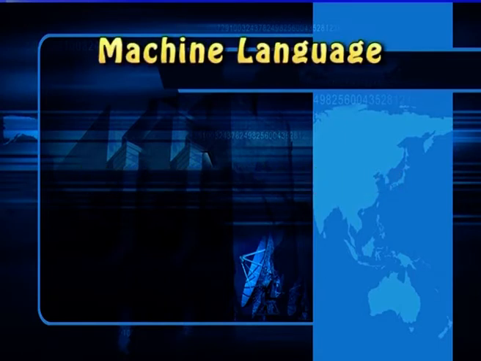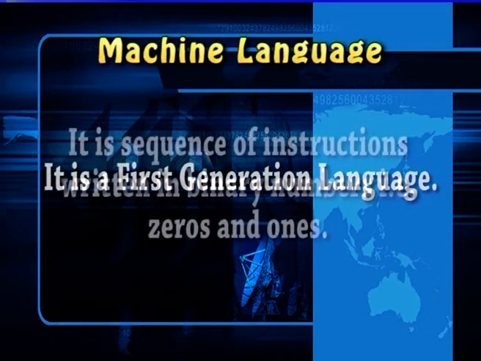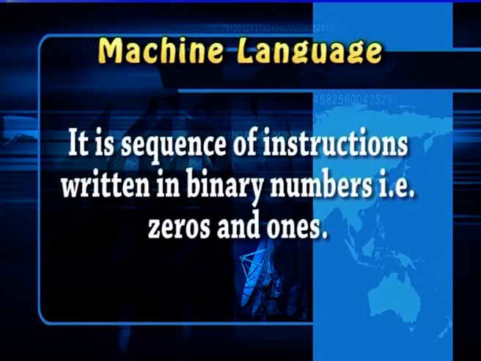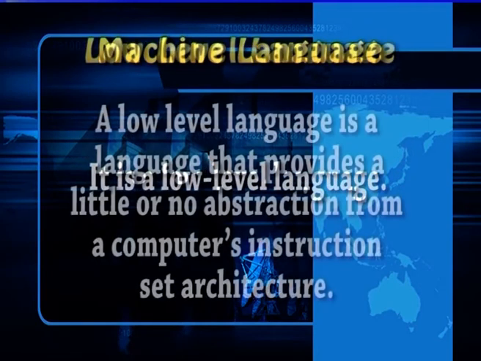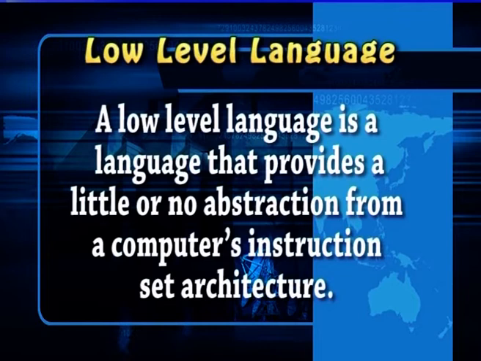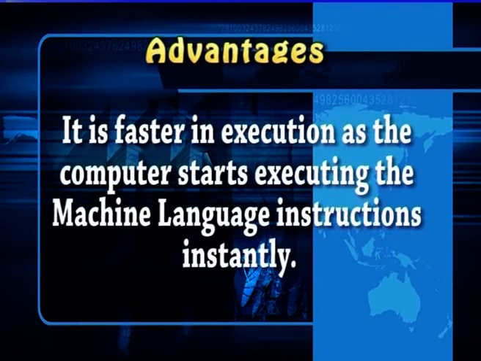Machine language is the first generation language. It is a sequence of instructions written in binary language, that is, zeros and ones. It is a low-level language. A low-level language provides little or no abstraction from a computer's instruction set architecture. The advantage of machine language is that it is faster in execution, as the computer starts executing the machine language instructions instantly.